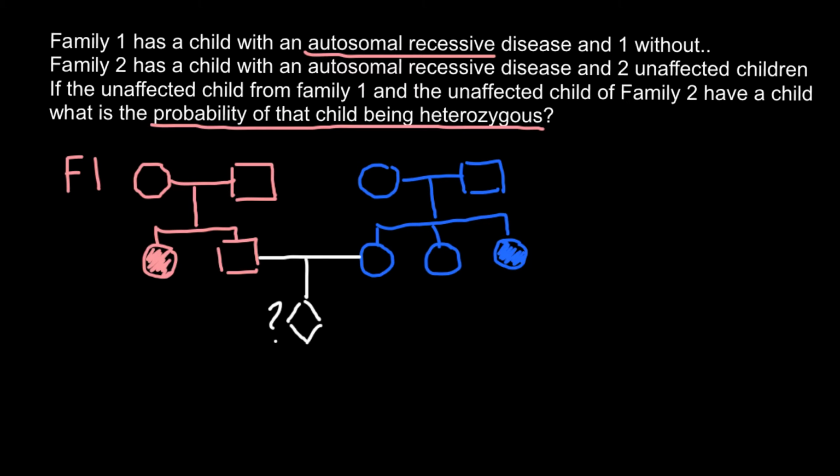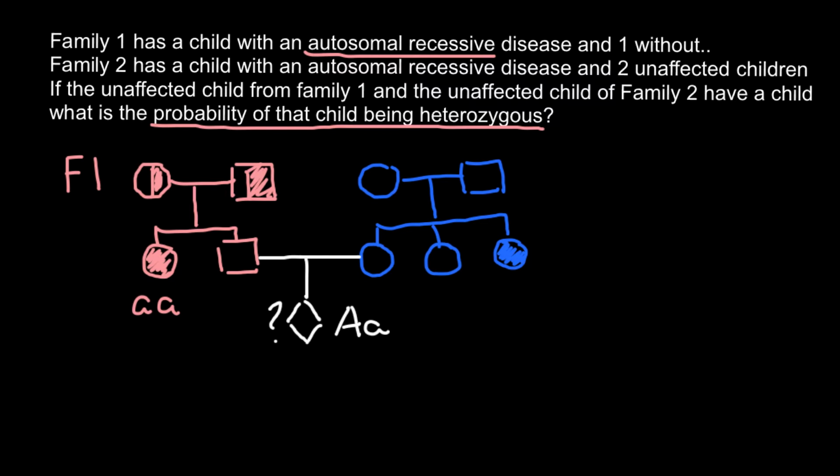If we say that this genetic disorder is due to a mutation of the gene A, the question is: what is the probability of this child being capital A, small a, heterozygous. When we look at the pedigree of family number 1, we can say that the genotype of this female is small a, small a. This female is homozygous recessive and she is affected. This gives us the information instantly that her parents have to be carriers, heterozygous. She inherited one recessive allele from her mother and another recessive allele from her father.